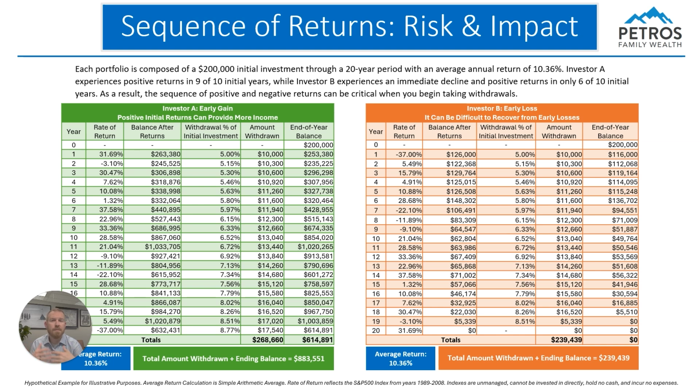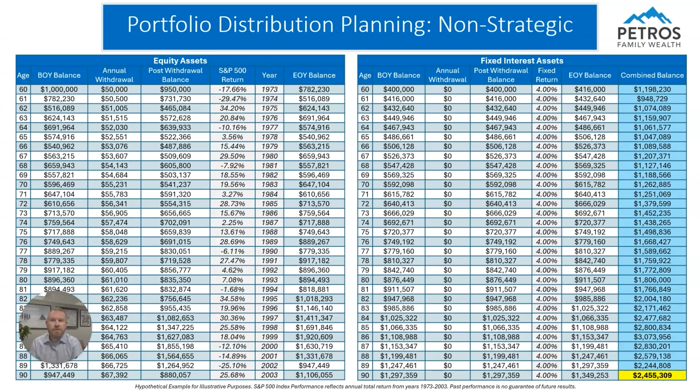So how do we fix this, or how do we plan around this? Because we don't know what the next 20 years are going to be, and we don't know if your first year of retirement is going to be a big negative or if it's going to be a big positive. So first I'm going to show you a non-strategic withdrawal plan. So what we're starting off with is $1.4 million of investable assets. And on the left-hand side, these are, again, S&P 500 returns, which you can't directly invest in, starting in 1973.